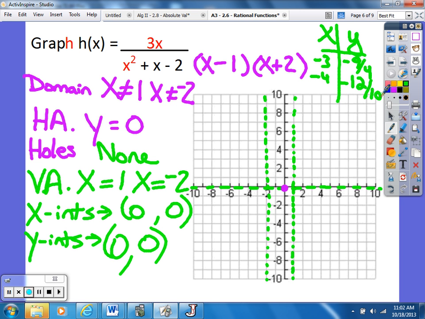What is negative 9 over 4 as a decimal? Use that calculator. Negative 2.25, okay. So at negative 3, I'm going to go down to negative 2.25, so a little bit below negative 2, right? Okay. At negative 4, what is negative 12 over 10? Negative 1 and 1/5. So at negative 4, I'm going down to negative 1 and a little bit lower.